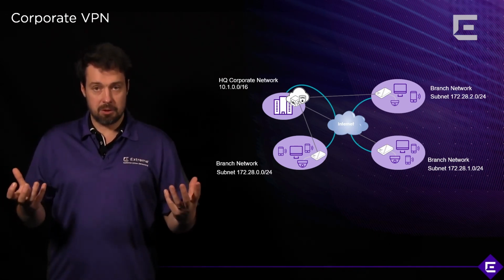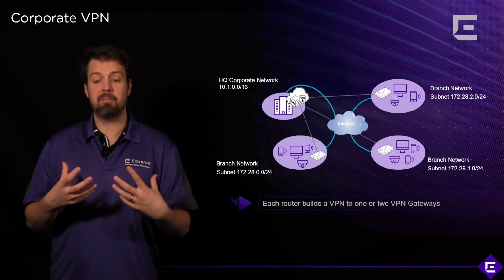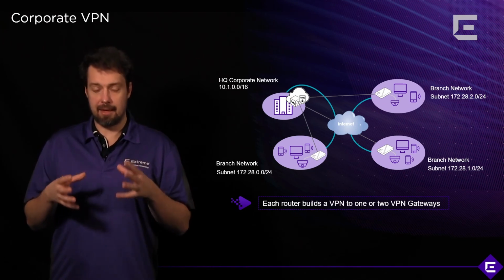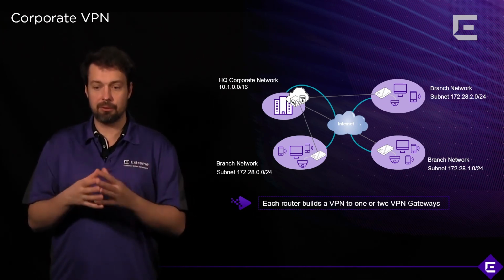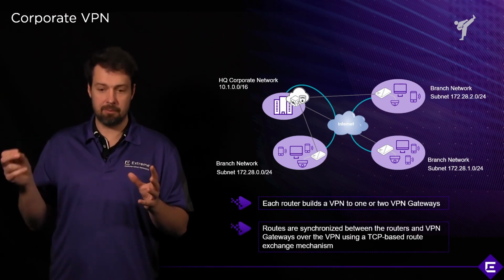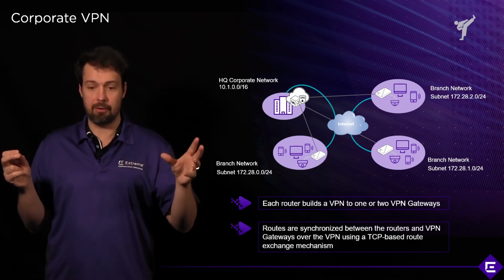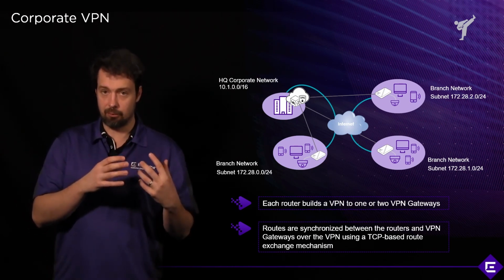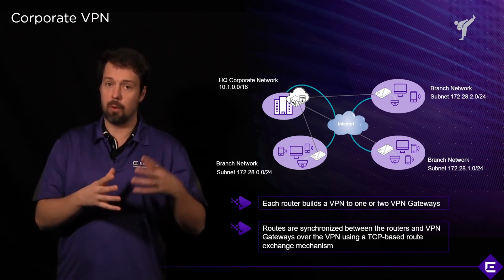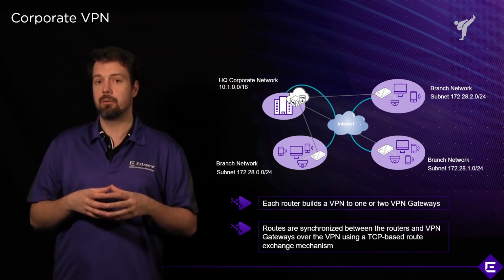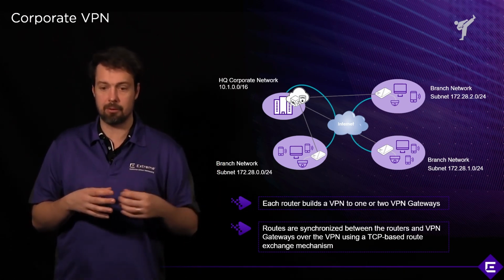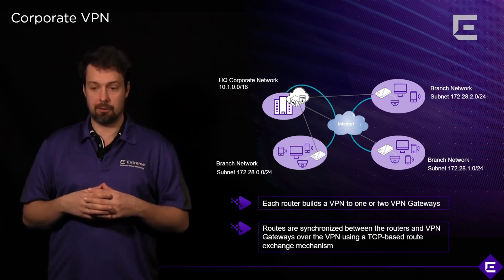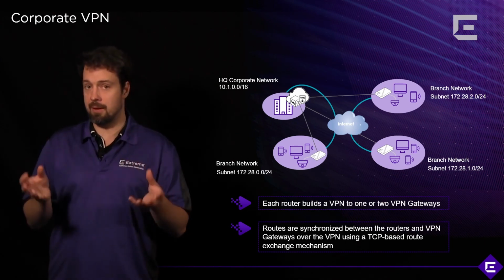Once the routers and the VGVAs are configured, the routers will build a VPN to one or two VPN gateways for redundancy. And then the routes will be configured through that connection and synchronized between the VPN gateway and the branch router using a TCP-based route exchange mechanism. And the VGVA itself will then run OSPF or RIP version 2 with your local corporate router to exchange other routes that you have on your corporate network as well, providing end-to-end connectivity between your VPN, your WAN, and your local network. The subnetting will be done automatically for you.